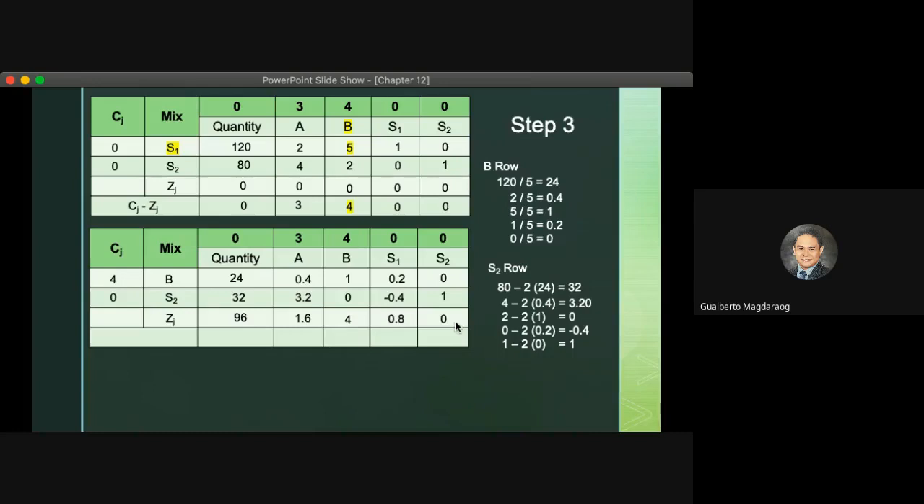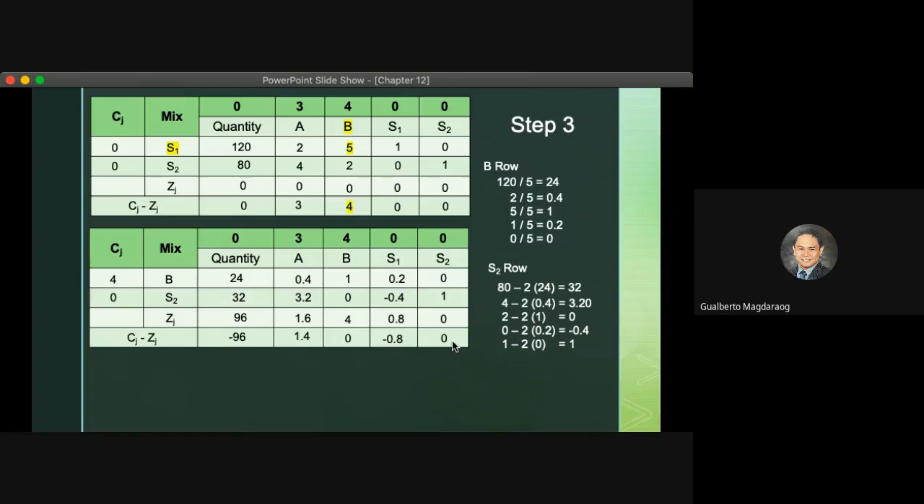Okay, let's now solve for the index row. You simply deduct yung nasa taas with the value of your total income, and that is negative 96. You do the same sa other columns. That's 3. 3 minus 1.6 equals 1.4. 4 minus 4 is 0. 0 minus 0.8 is negative 0.8. 0 minus 0 is 0.